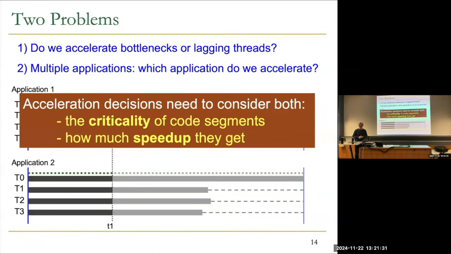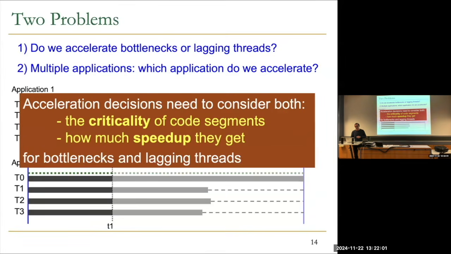So in the end, better acceleration decisions probably need to consider both the criticality of a code segment, how important that code segment is, and how much speedup you can get by accelerating that code segment. Both of these are important. If the code segment is not critical for performance, maybe accelerating it is not going to buy you much. If the code segment would not get higher performance if it gets shipped to a large core, then maybe it is not worth accelerating that much, right?